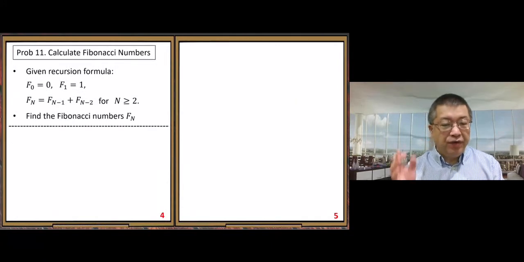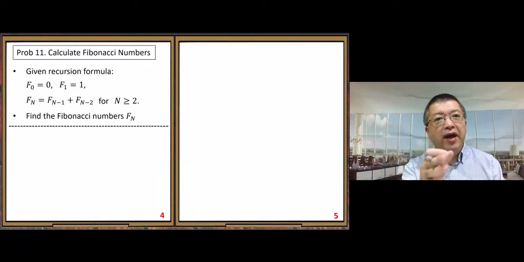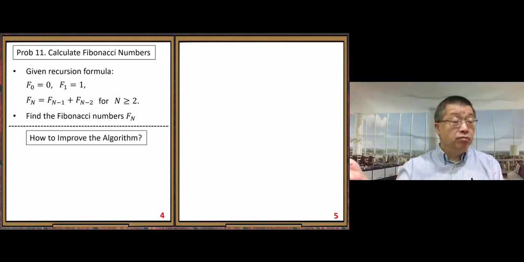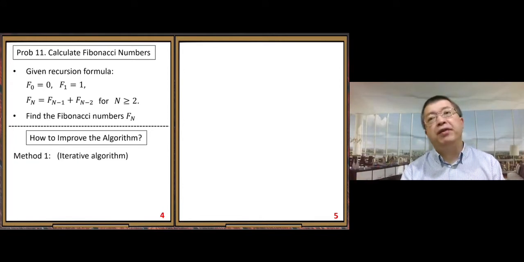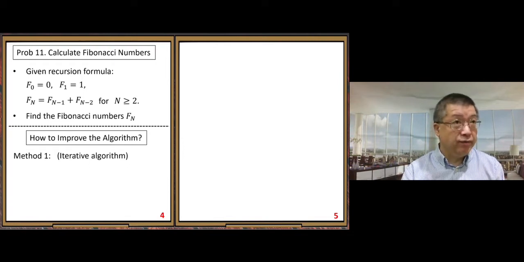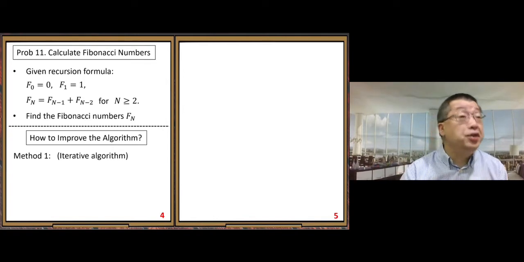With this in your mind, here I give you 2 different ways to avoid redundancy. The first way is pretty simple and straightforward, but this time we use an iterative algorithm. We do not use a recursive algorithm, we use an iterative algorithm. When we use an iterative algorithm, we can avoid that redundancy easily.